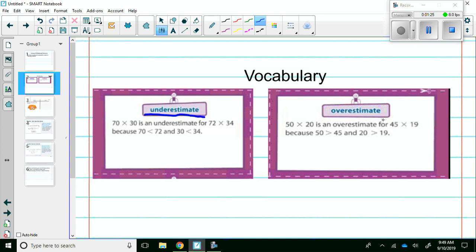Your next vocabulary word is overestimate. We have 50 times 20 is an overestimate for 45 times 19. And I bet you can see why. They changed 45 to 50 and 19 to 20, which are all greater than the actual numbers. Please take a moment to write down both underestimate and overestimate and the example provided in your math journal. When you have done so, push play.